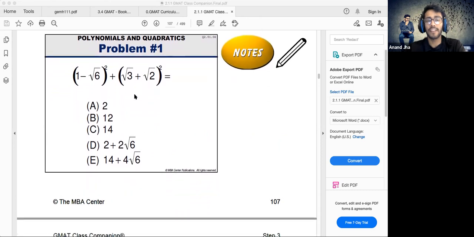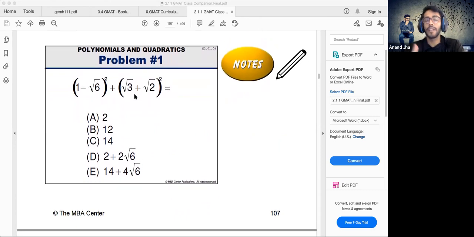So remember those 3 identities which I have told you. (a minus b) whole square is a square plus b square minus 2ab. (a plus b) whole square is a square plus b square plus 2ab. And a square minus b square is (a plus b) into (a minus b).